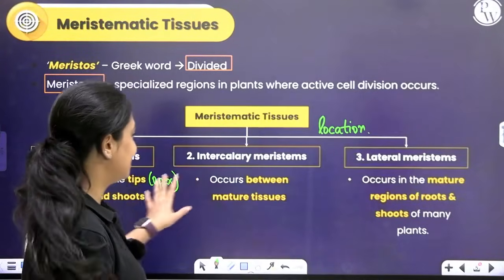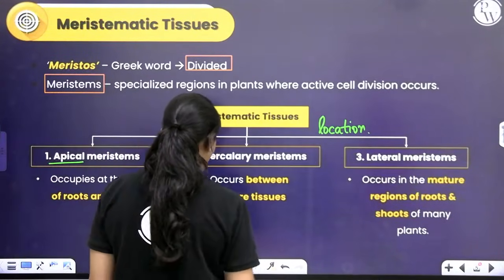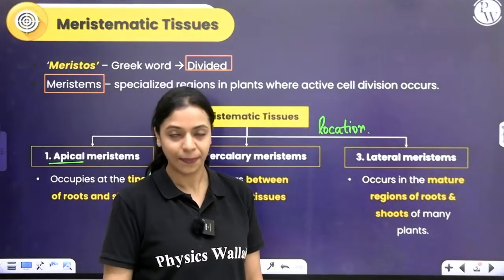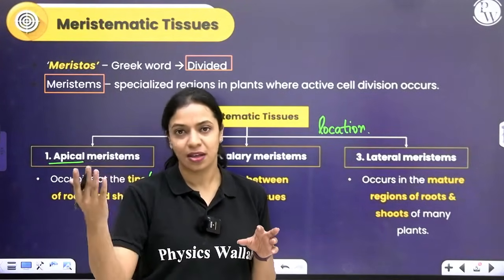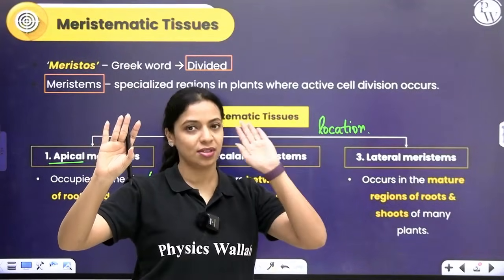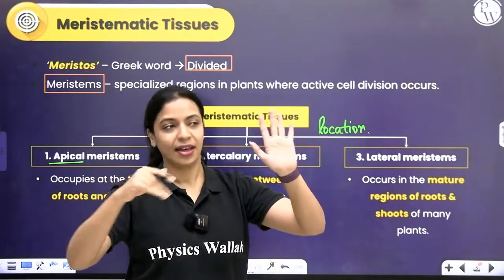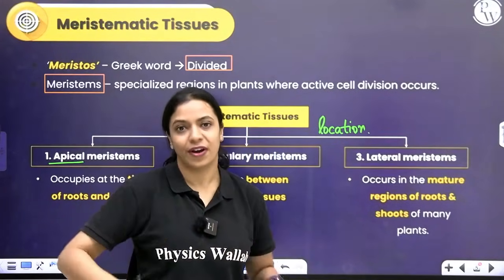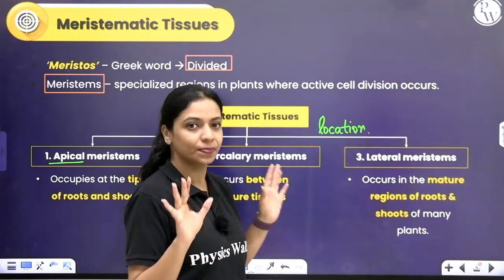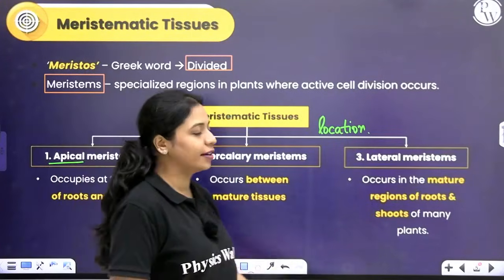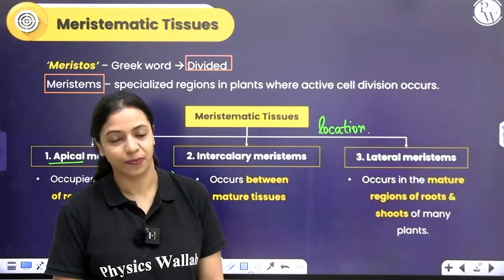Talking about intercalary meristem. This you generally find in case of monocots. Very rarely you can see them in dicots as well. I told you meristems are the types of tissues that have the ability to divide. Permanent tissues have lost that ability to divide. In between these permanent tissues in certain regions, if you find meristematic tissue, then we call that intercalary meristem. Okay. Third is called lateral meristem.